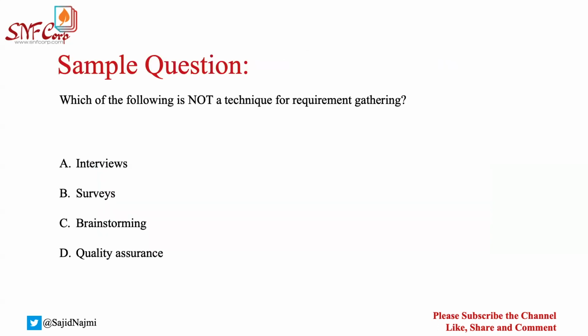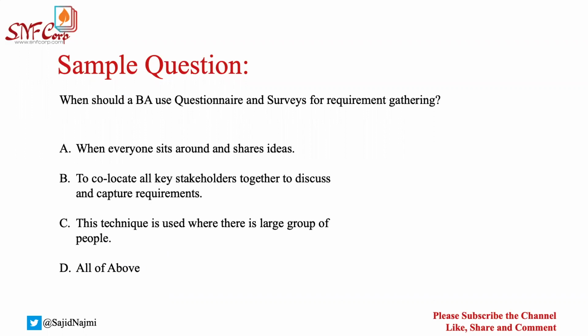All right. Which of the following is not a technique for requirement gathering? Interview, surveys, brainstorming, and quality assurance. Give me your answer. I will go with D. D. Okay, it's D. Let's see. Yes. Quality assurance is the process of quality check, not requirement gathering, and this comes after requirement gathering. So you guys are right, correct, 100%, good.